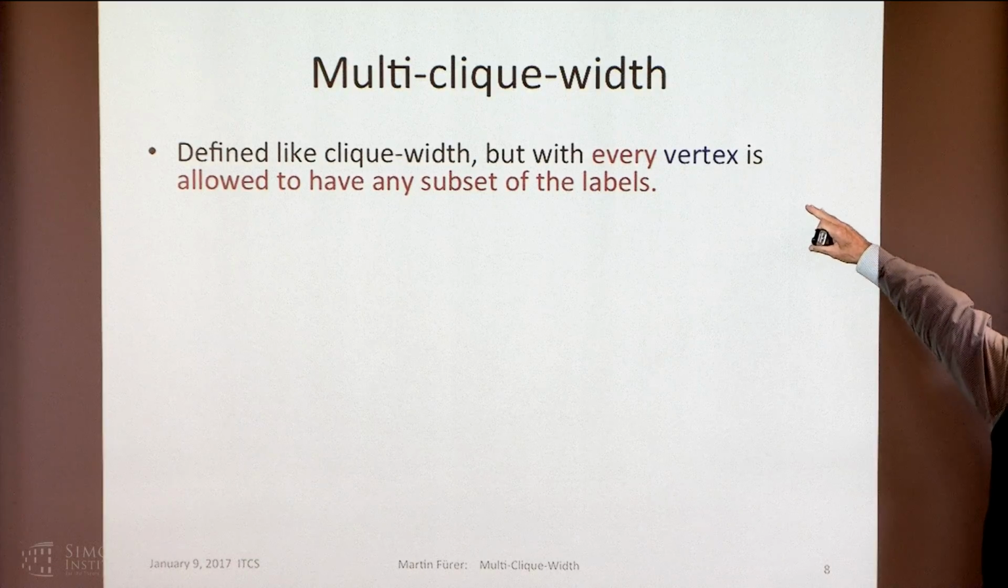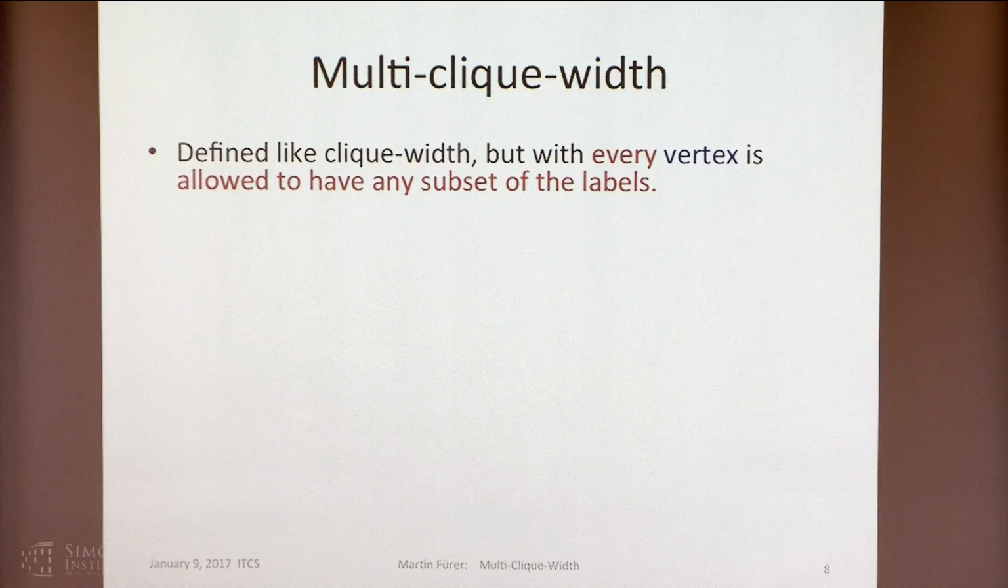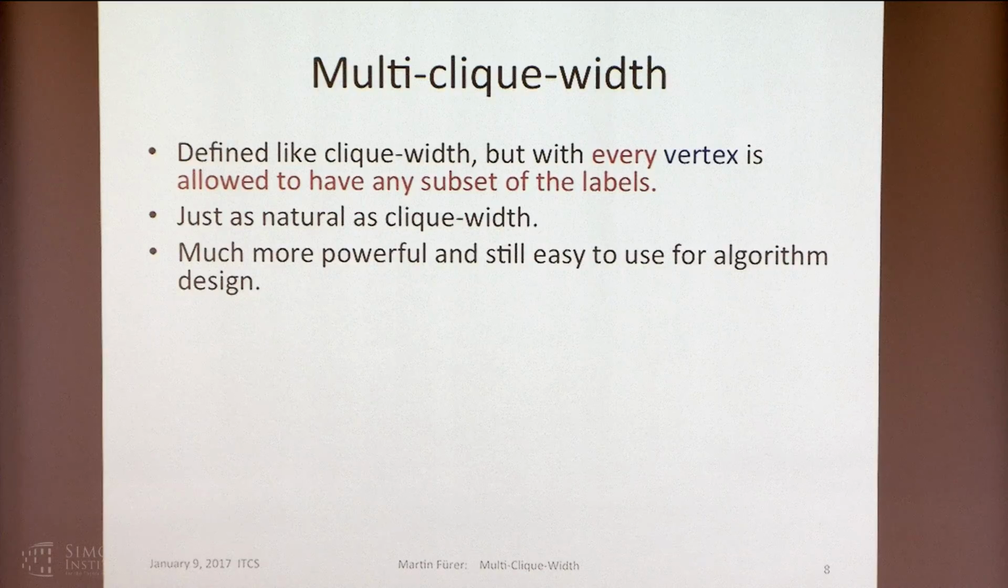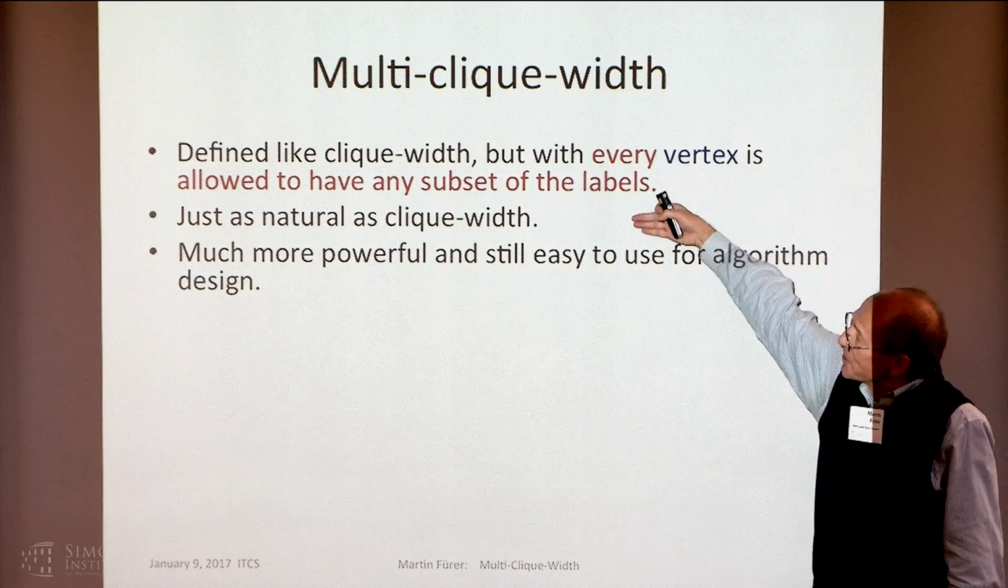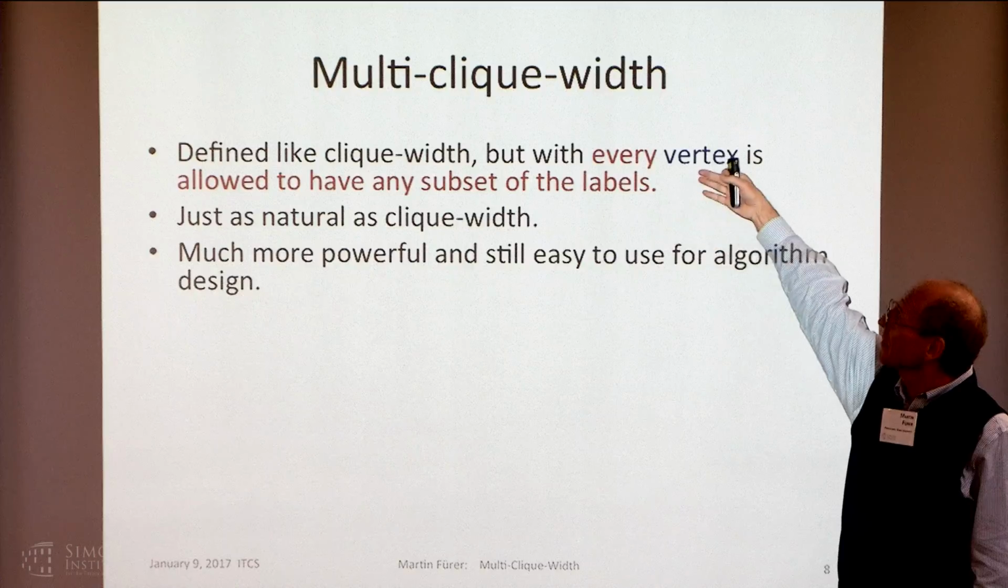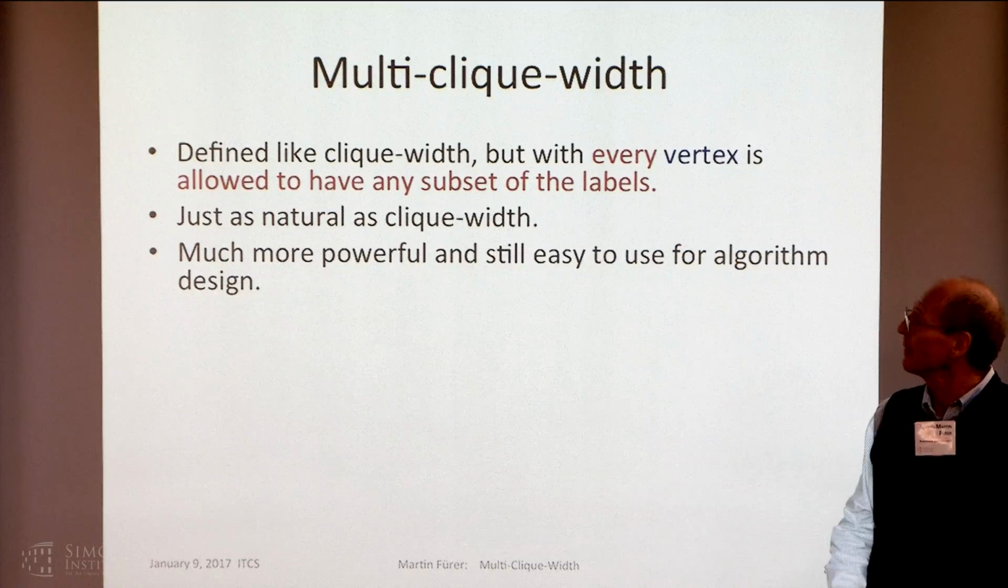With the one exception that we allow every vertex to have as many labels as we want. So we have k labels, and every vertex can have any subset of these k labels. The definition is just as natural as that of clique-width, just allow many labels instead of one.